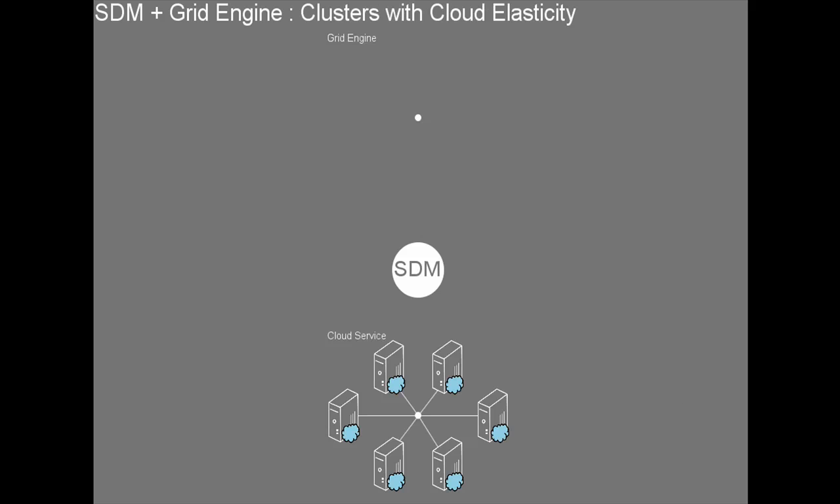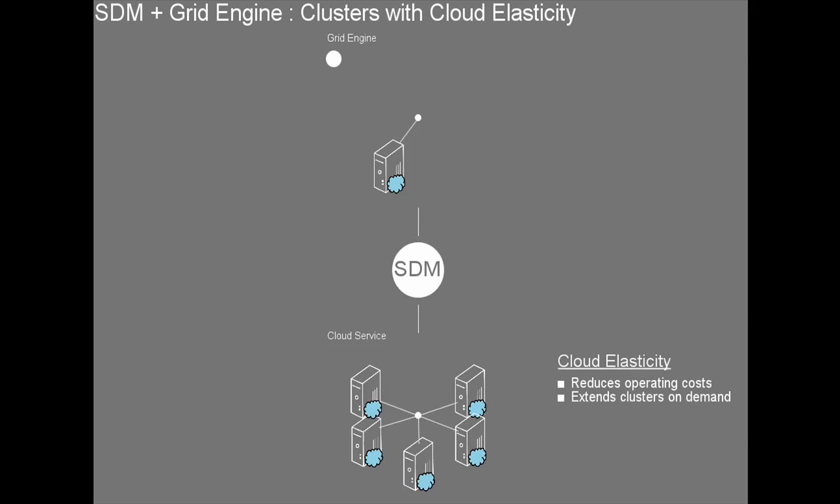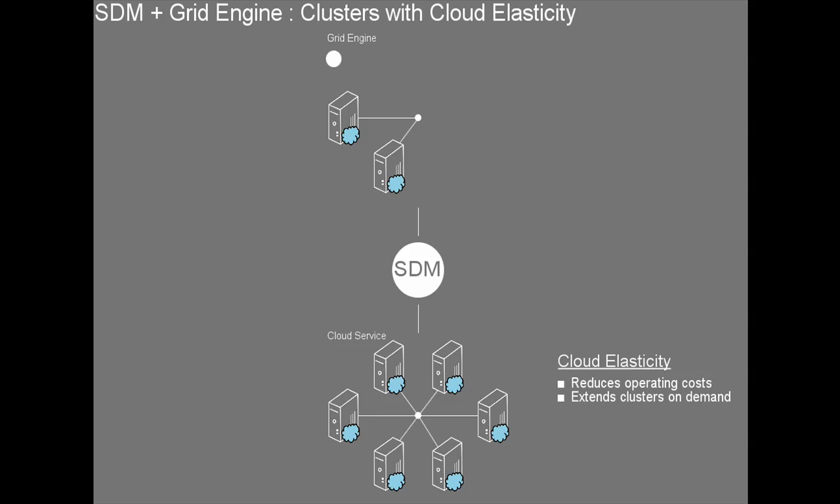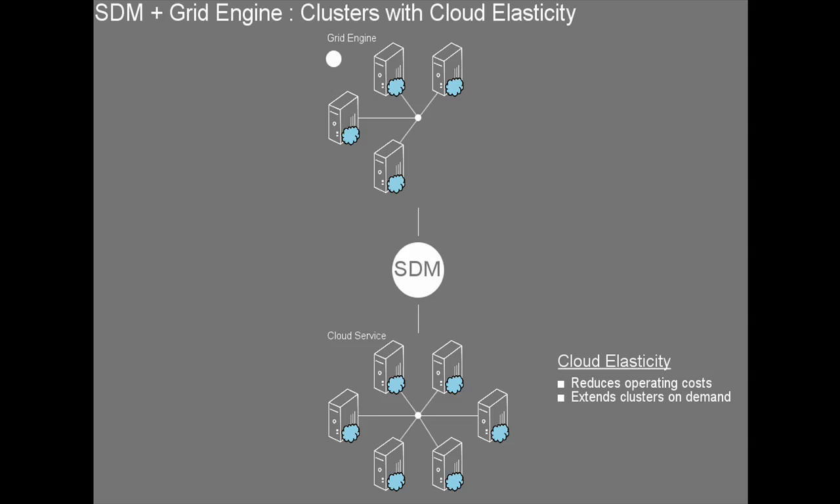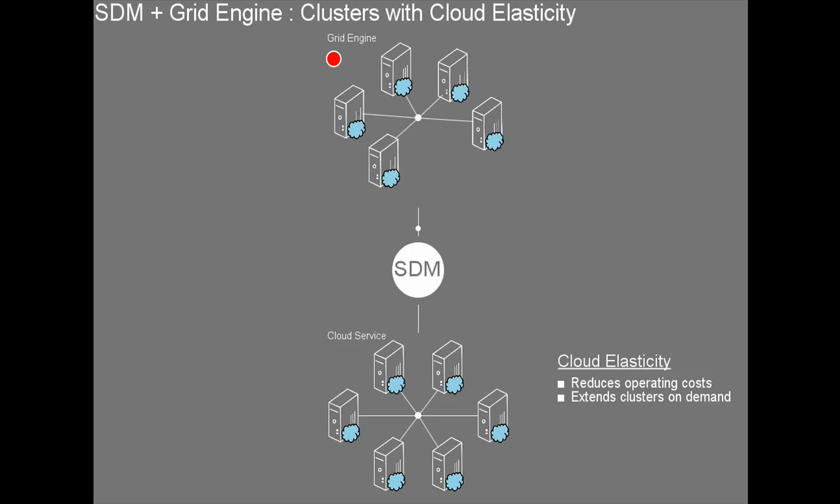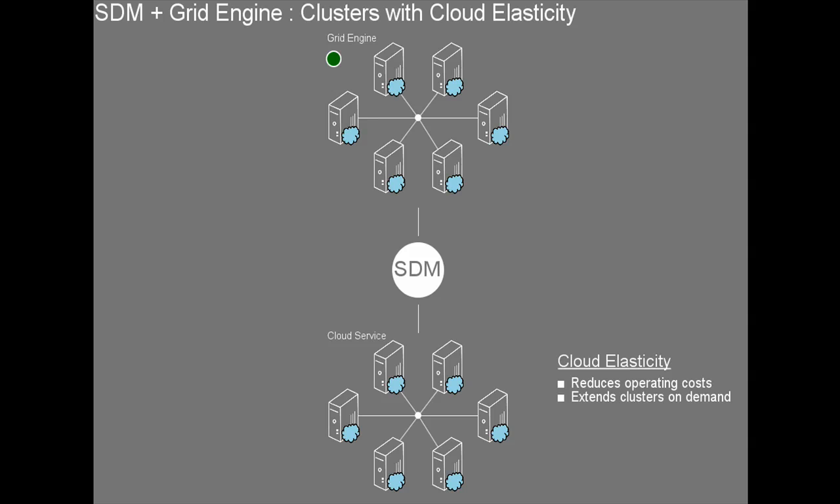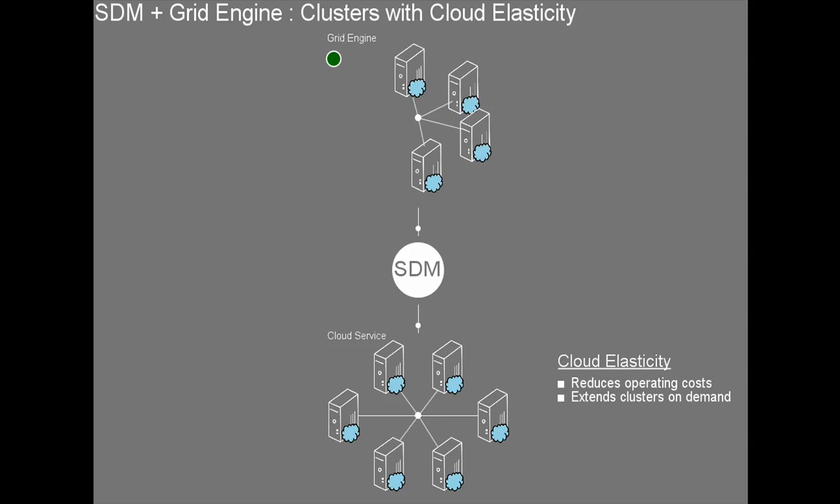A third use case for the Service Domain Manager is Grid Engine clusters with cloud computing elasticity. In this case, SDM is used to rescale a Grid Engine cluster with cloud compute resources. Under heavy workload, the cluster is extended with host resources that are borrowed from the compute cloud. If later in time these hosts run idle, they are returned back to the cloud service.